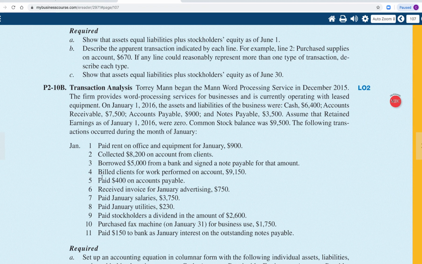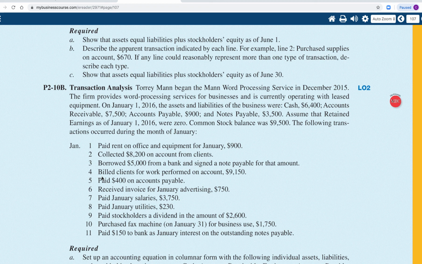So on January 4th, what we did is we billed clients for work performed on account, $9,150. Okay? So remember, we got three things. First, we got to figure out what the dollar amount is. Well, that's easy because they tell us $9,150. We need to figure out what two accounts we're going to hit. Okay? We're performing work. We're performing a service. We just earned revenue. So revenue is the one account, okay?